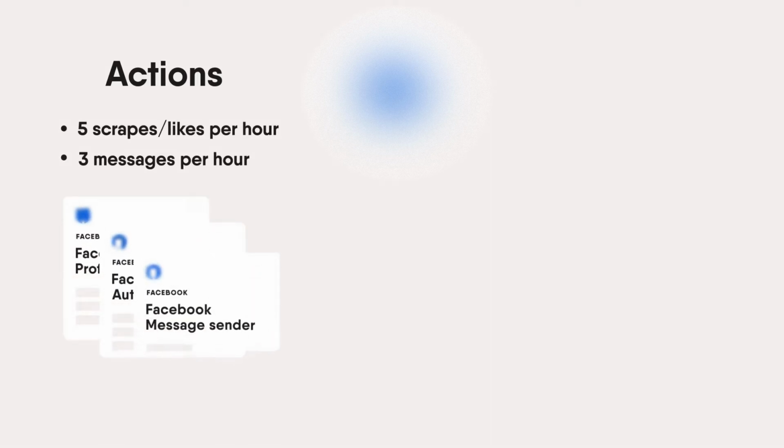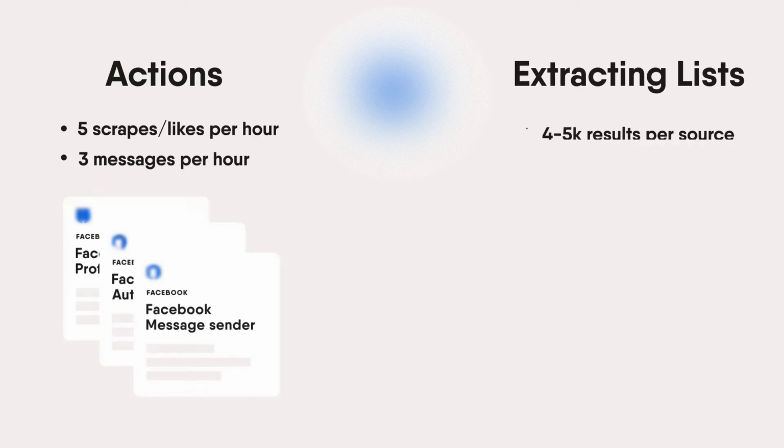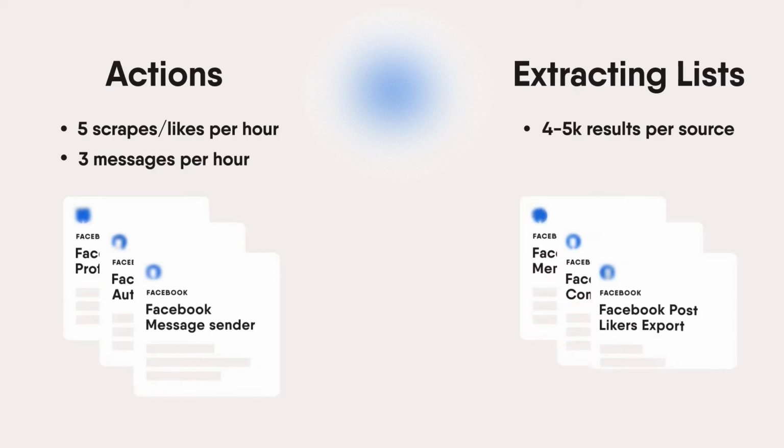With Facebook, again, with more direct actions, we recommend restricting the amount you're doing per hour, depending on which phantom you're using. But with extracting lists, you can reach up to about 4,000 to 5,000 results per source that you're taking the results from, such as a group or a selection of post likers.